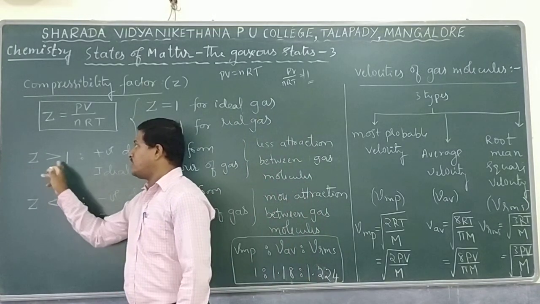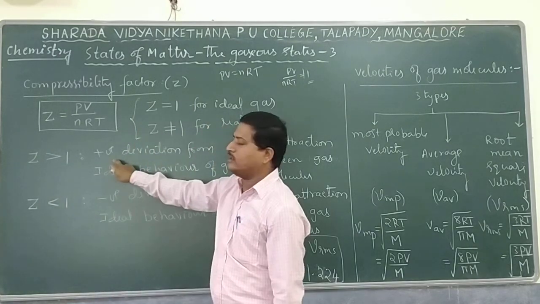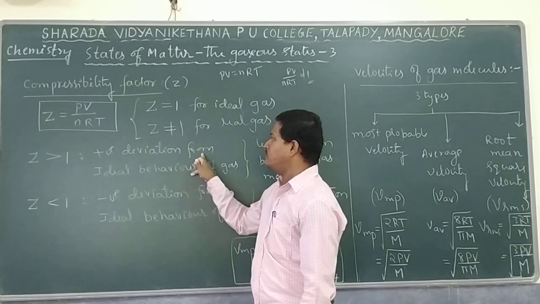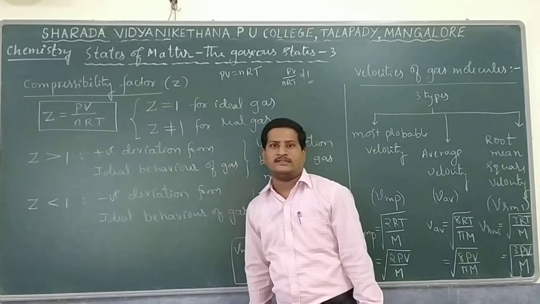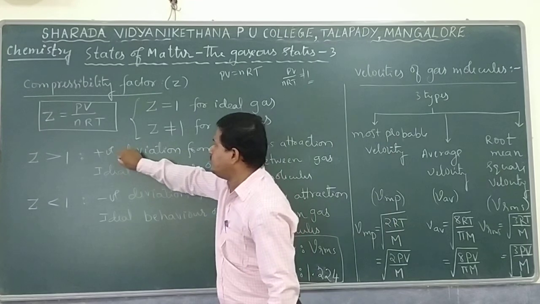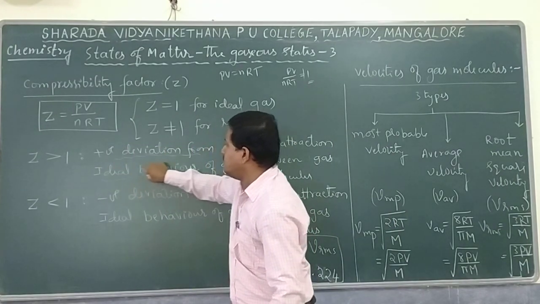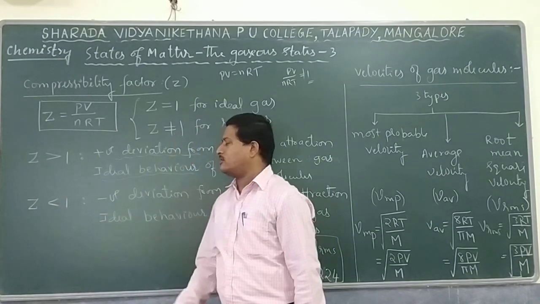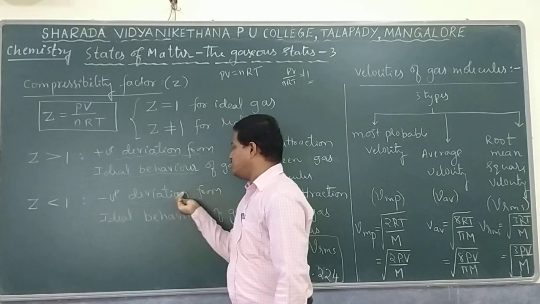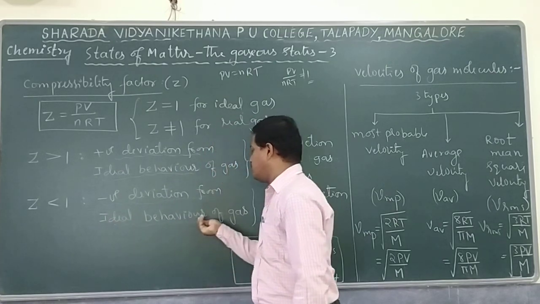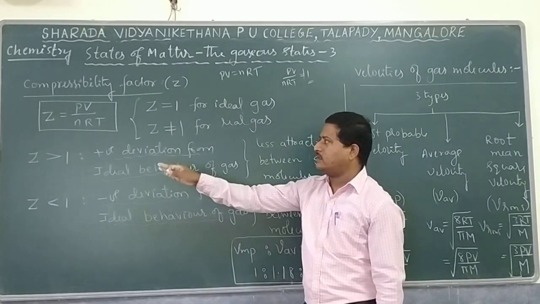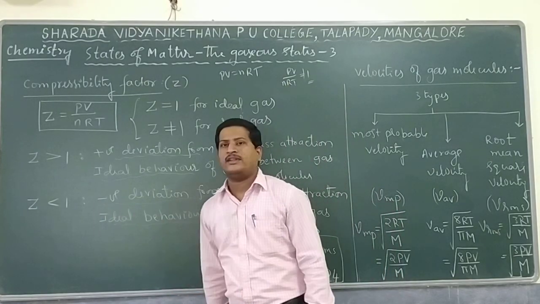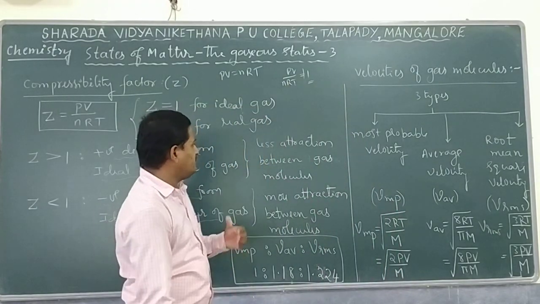Suppose Z is greater than 1, a positive value, then what is the conclusion? It says a positive deviation is observed from the ideal behavior of the gas. That gas shows positive deviation from ideal behavior. Suppose the Z value is less than 1, then what is the conclusion? A negative deviation is observed from the ideal behavior of that particular gas. Greater than 1 is positive deviation from the ideal gas, and less than 1 is nothing but negative deviation. What does this indicate?